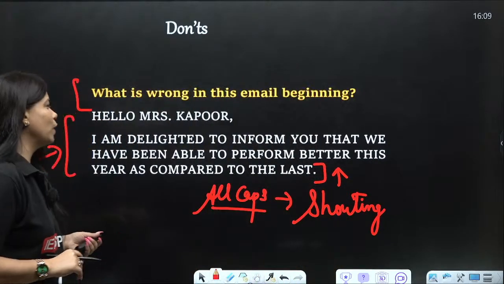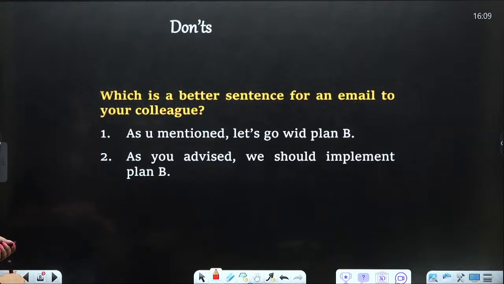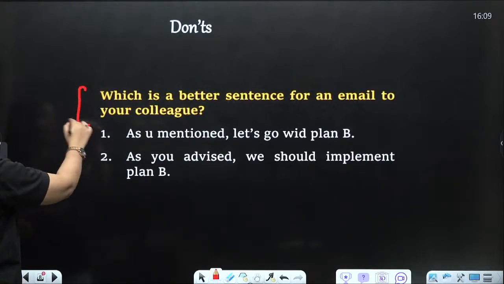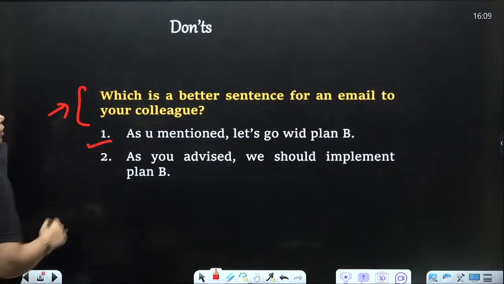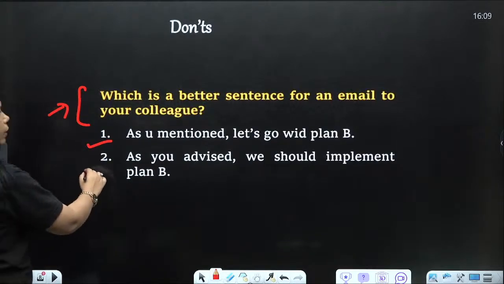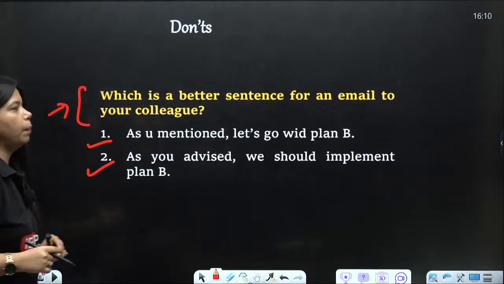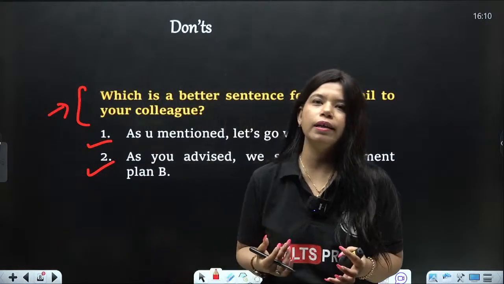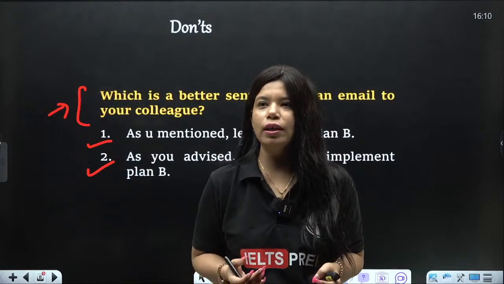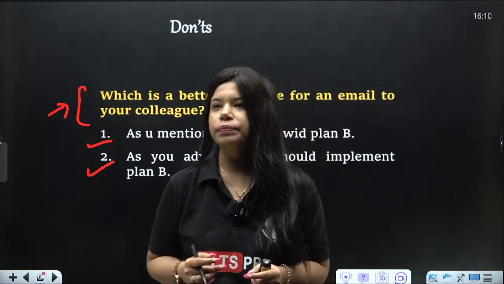Okay, moving on to the next one. Which is a better sentence for an email to your colleague? Number 1, as you mentioned, let's go with plan B. Number 2, as you advised, we should implement plan B. So if you are a working professional and you are writing an email to your colleague, which one is better?